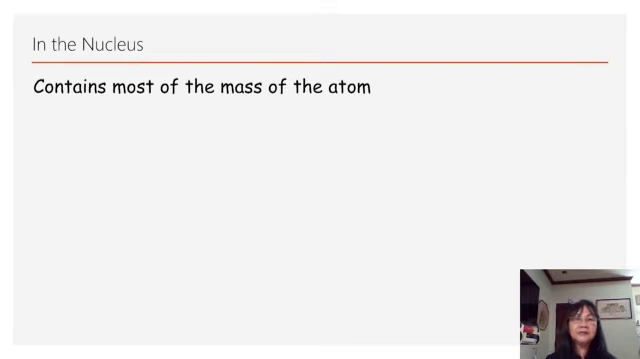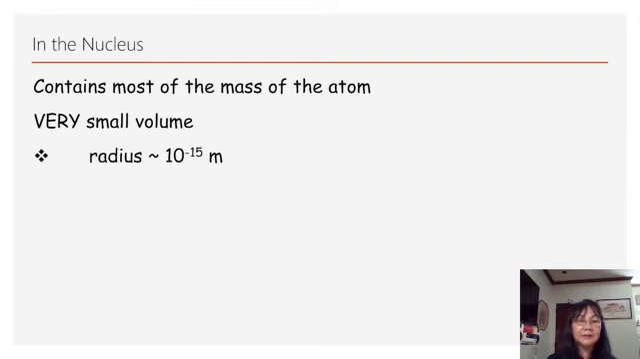The nucleus contains most of the mass of the atom, yet it has a very small volume. One chemistry textbook author described the atom as, if we compare it to a large baseball field, the entire atom is very large, while the nucleus may be compared to the ball of the baseball. So it is very, very small. The radius is approximately 10 to the minus 15 of a meter.